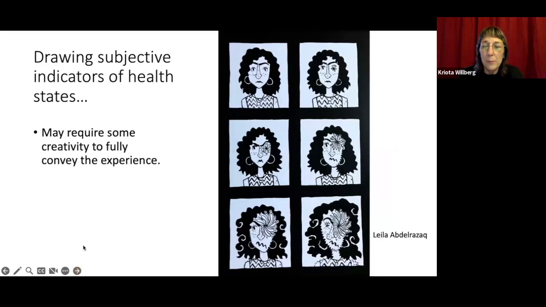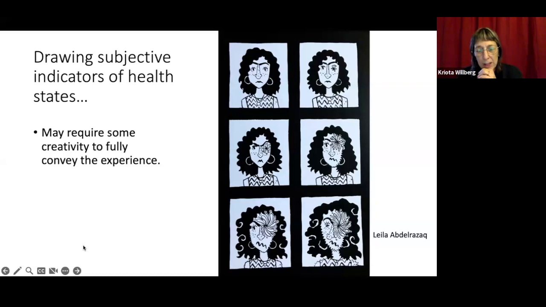And some people get very creative when they are doing their drawings of subjective indicators. I'm probably mispronouncing Leela's last name. Abdulrazak is what I think it is. Leela Abdulrazak. She wrote a mini comic called Migraine, and it is really incredible. And as a fellow migraineur, I can really relate to it. And here on this page, in these 6 panels, she's relating the experience of the onset of a one-sided migraine.